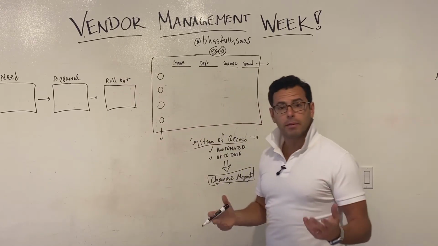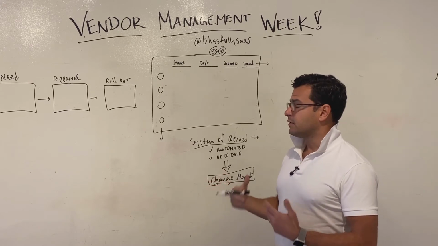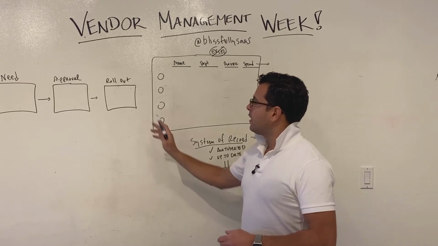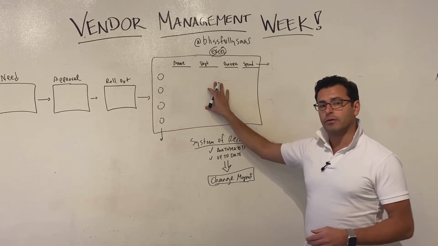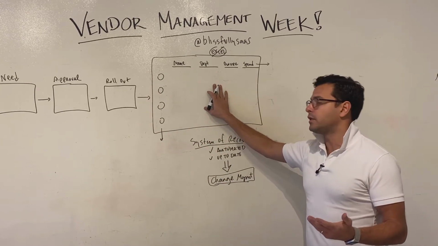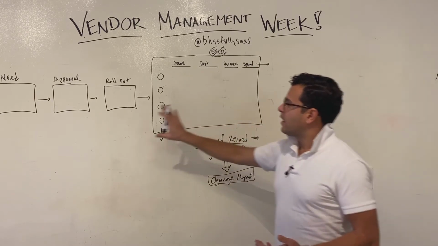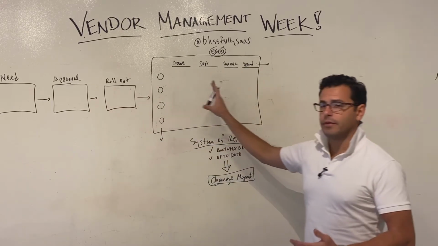Do you need to train people? Do you need to purchase a license? Does that product need to be integrated? And then this rollout includes updating your system of record with now this new piece of technology that you've adopted in the company. So this is the first half of the vendor life cycle.